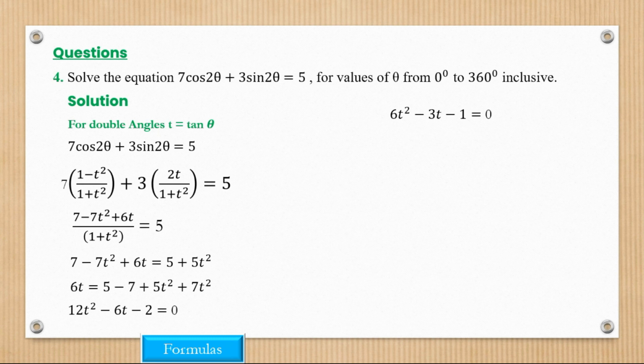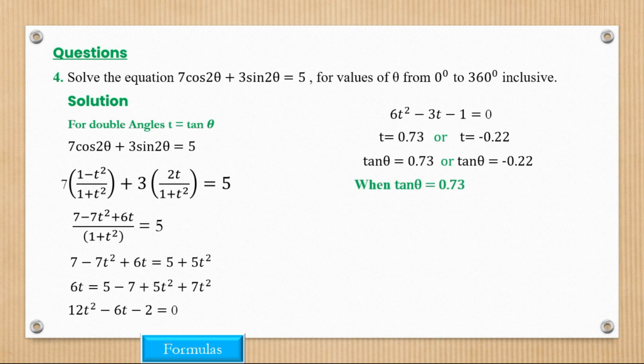You can use any formula that you may want, you can use the quadratic formula or your calculator, but I prefer using my calculator to speed up everything. So I end up with t being 0.73 or t being -0.22. But remember that because both of these are double angles, t represents tan θ. Therefore tan θ = 0.73 or tan θ = -0.22.